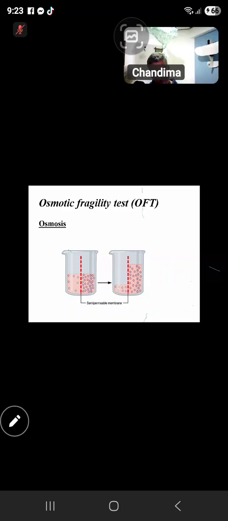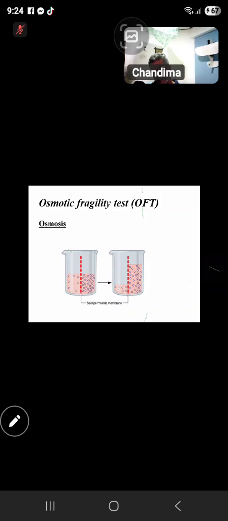Suppose, as I told you, there are a lot of types of cells, right? You know, there are cells named spherocytes, where the spherocytes are almost filled with a huge amount of hemoglobin. There is no central pallor. It is going to be almost round. The cell is going to be round. It means it is fully packed. It means it cannot take in a lot of water.